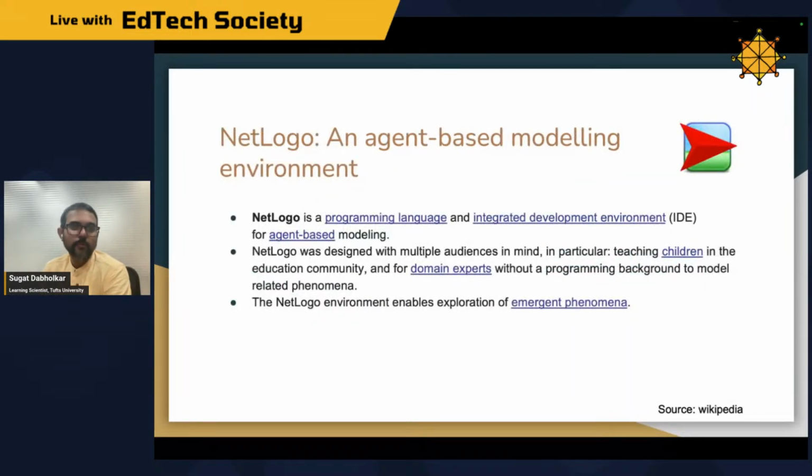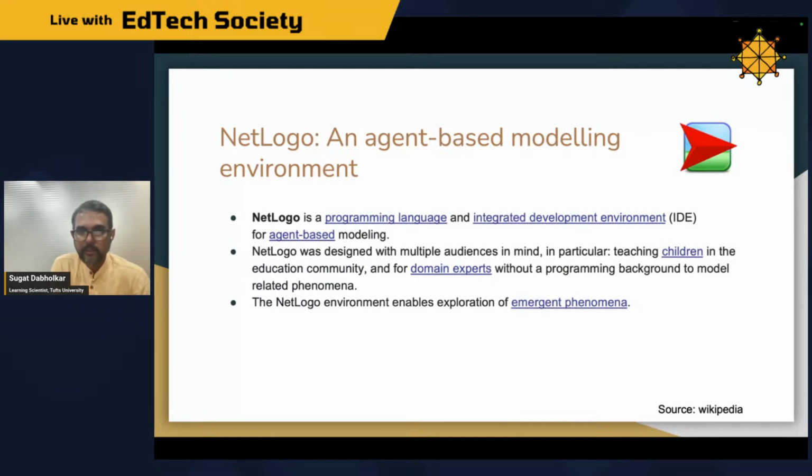Before we get into that, I also want to introduce the software which can be used to create such models. It's called NetLogo. It's a programming language and integrated development environment for agent-based modeling. It was designed with multiple audiences in mind, and this is very important because it can be used effectively for teaching children, and scientists and professionals can use it, even without a programming background, to model different phenomena. And importantly, the NetLogo environment enables exploration of emergent phenomena.